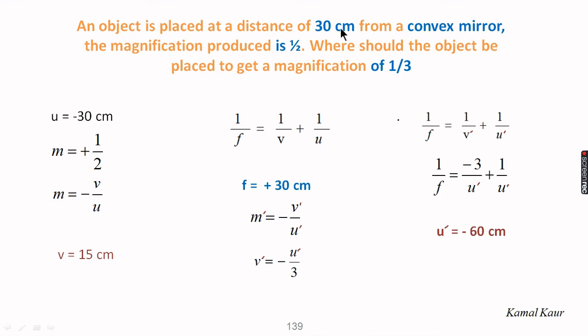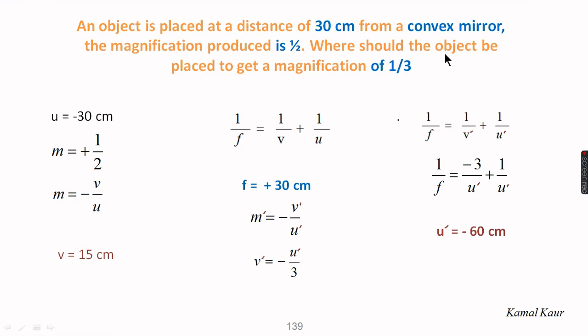So we'll see what is given. u is minus 30. As it is a convex mirror, where always a virtual image is formed, our magnification will be plus 1/2, and using this formula we can find out v from here. Now we know v and we know u also. So from the mirror formula we can find the focal length, which will be plus 30.